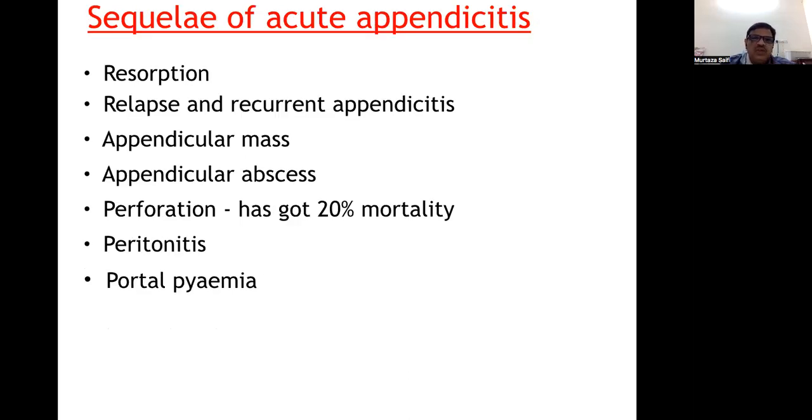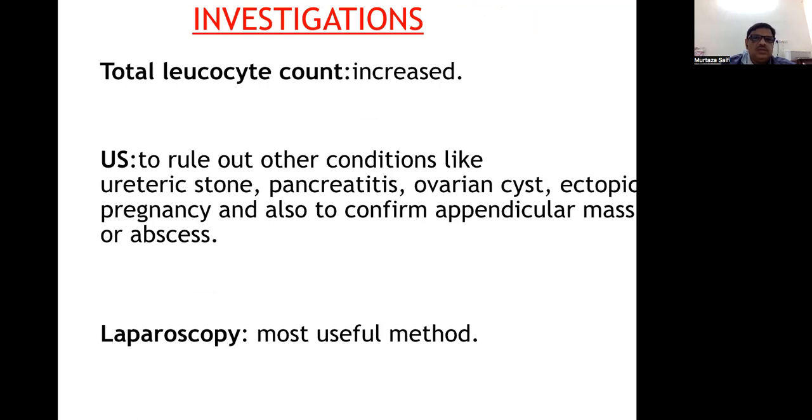Now come to the sequelae of acute appendicitis. Very important: it can resolve by resorption. It can relapse and become recurrent appendicitis. It can form an appendicular mass or an appendicular abscess. It can perforate, causing perforation peritonitis, which has 20% mortality. Peritonitis can cause toxemia and pyemia. These are all sequelae of acute appendicitis.